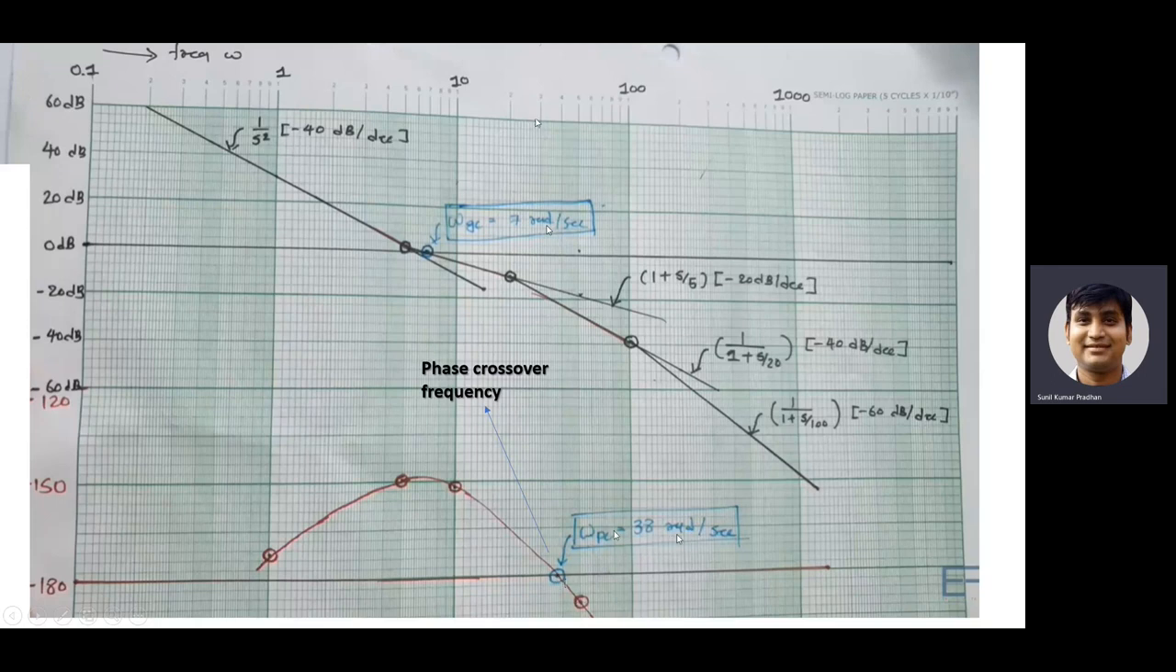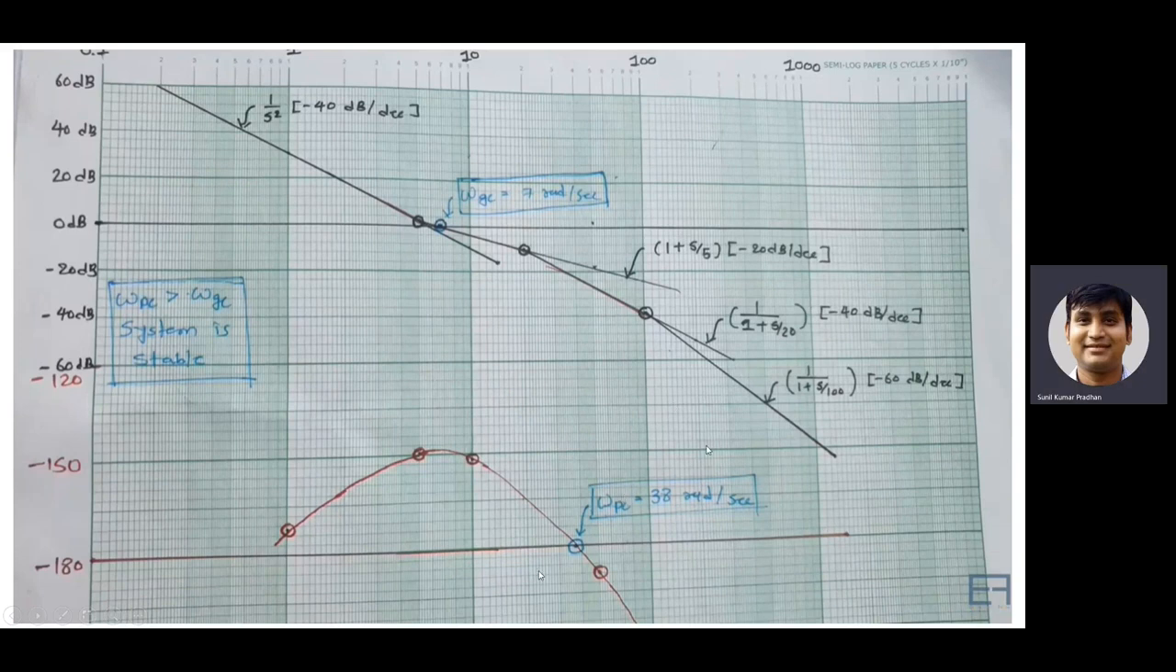So that is your phase crossover frequency. So your gain crossover becomes 7 radian per second because your gain curve touches this 0 decibel line at this point. That corresponds to 7 radian per second. Similarly, your phase curve touches this minus 180 degree line somewhere at this point, and that corresponds to 38 radian per second, at omega equal to 38 radian per second. So that is your phase crossover frequency.